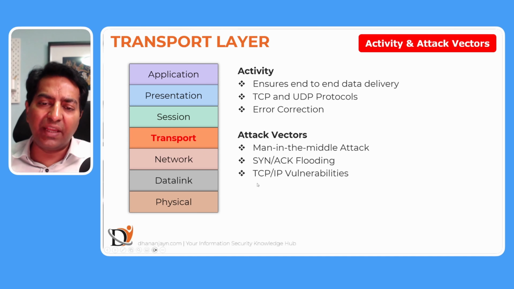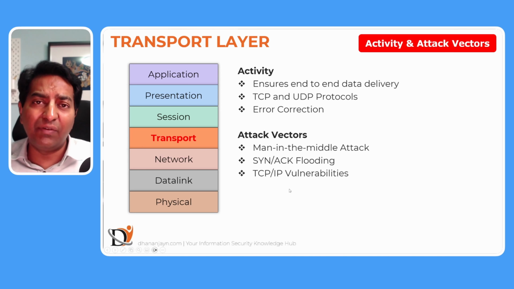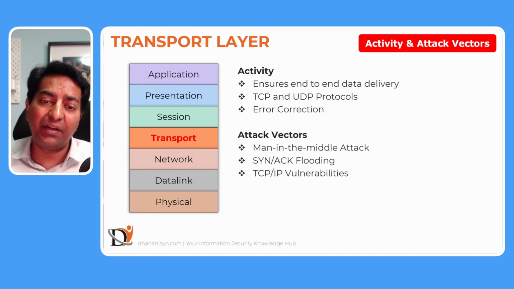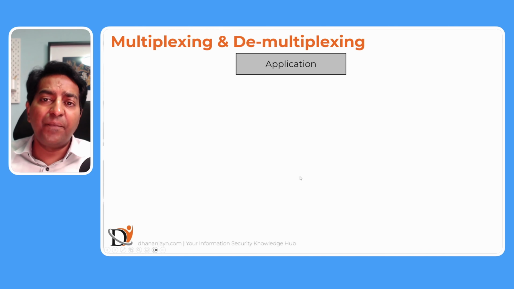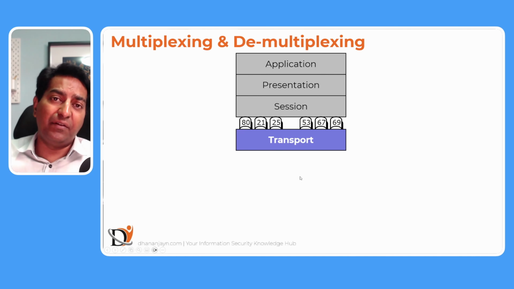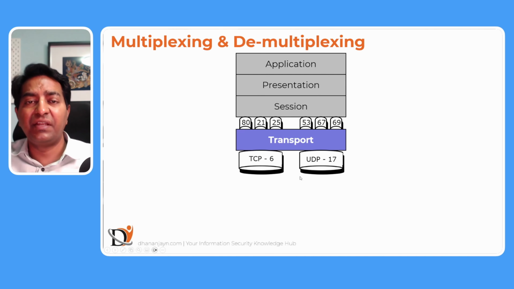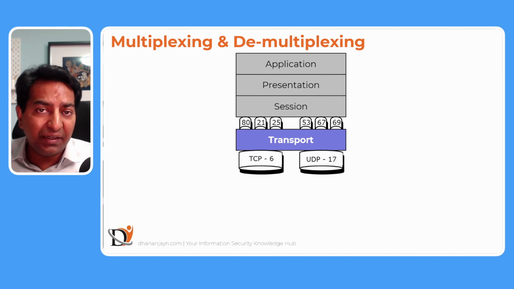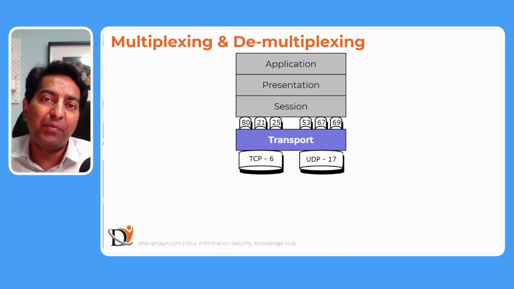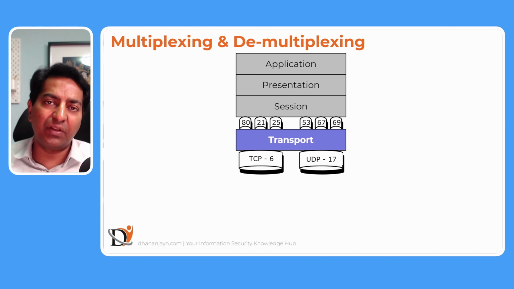Now moving next are the TCP/IP vulnerabilities. There are port level vulnerabilities, and many other vulnerabilities associated with this layer. The main thing we are going to discuss here is the different activities which are performed at this layer. At the session layer, you understood that a session ID is attached to the communication or the packet.